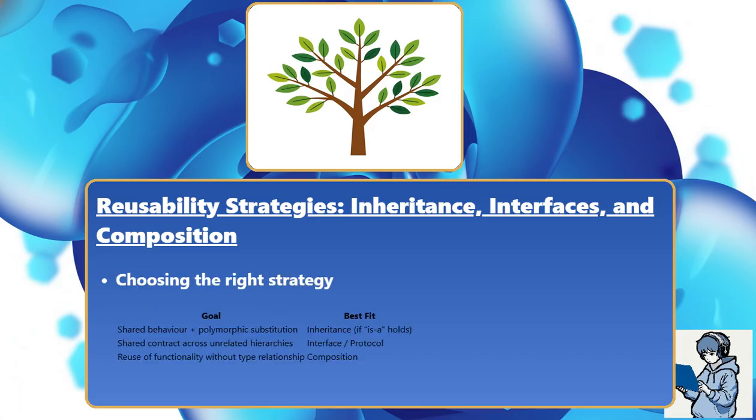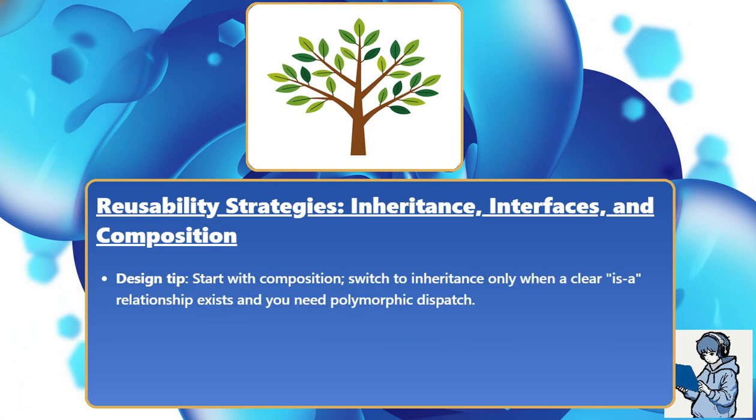Heading: Choosing the right strategy. Table: for the goal of shared behavior and polymorphic substitution, the best fit is inheritance if "is a" holds. For the goal of a shared contract across unrelated hierarchies, the best fit is interface or protocol. For the goal of reuse of functionality without a type relationship, the best fit is composition. Design tip: start with composition. Switch to inheritance only when a clear "is a" relationship exists and you need polymorphic dispatch.